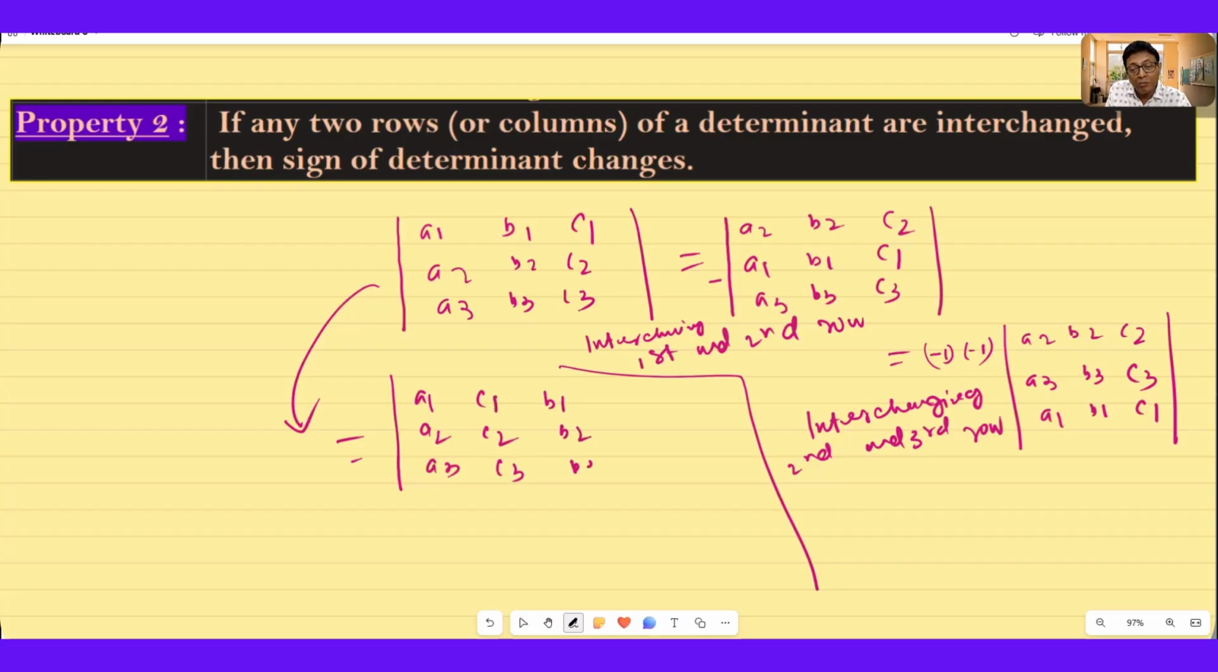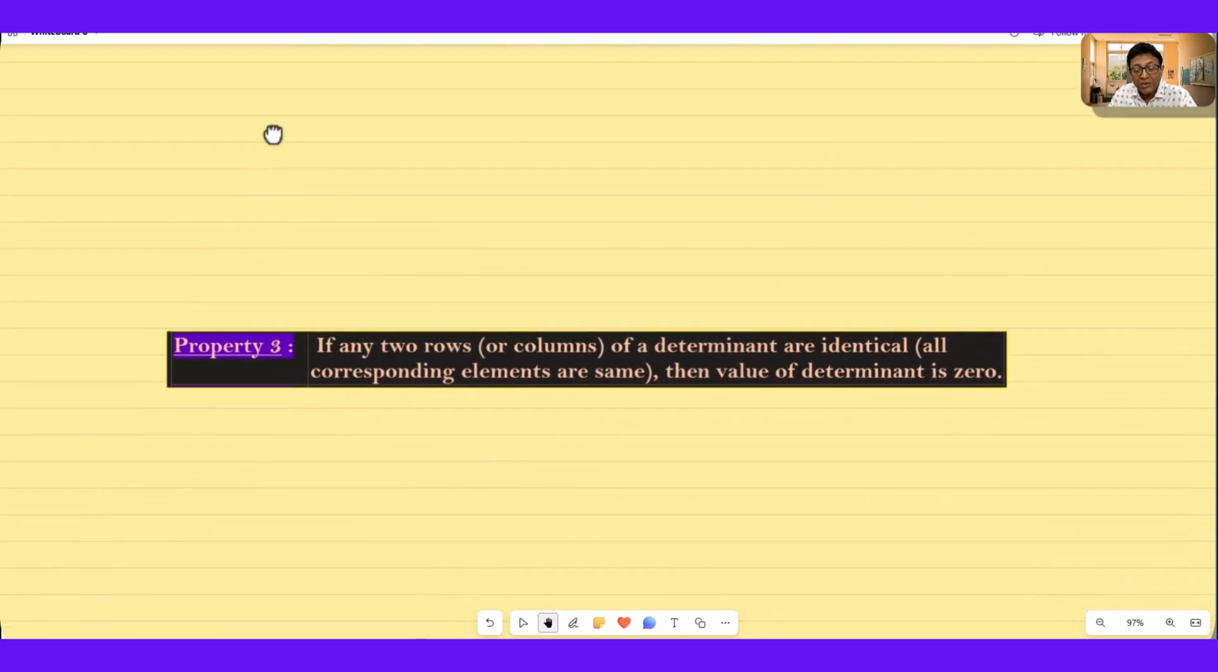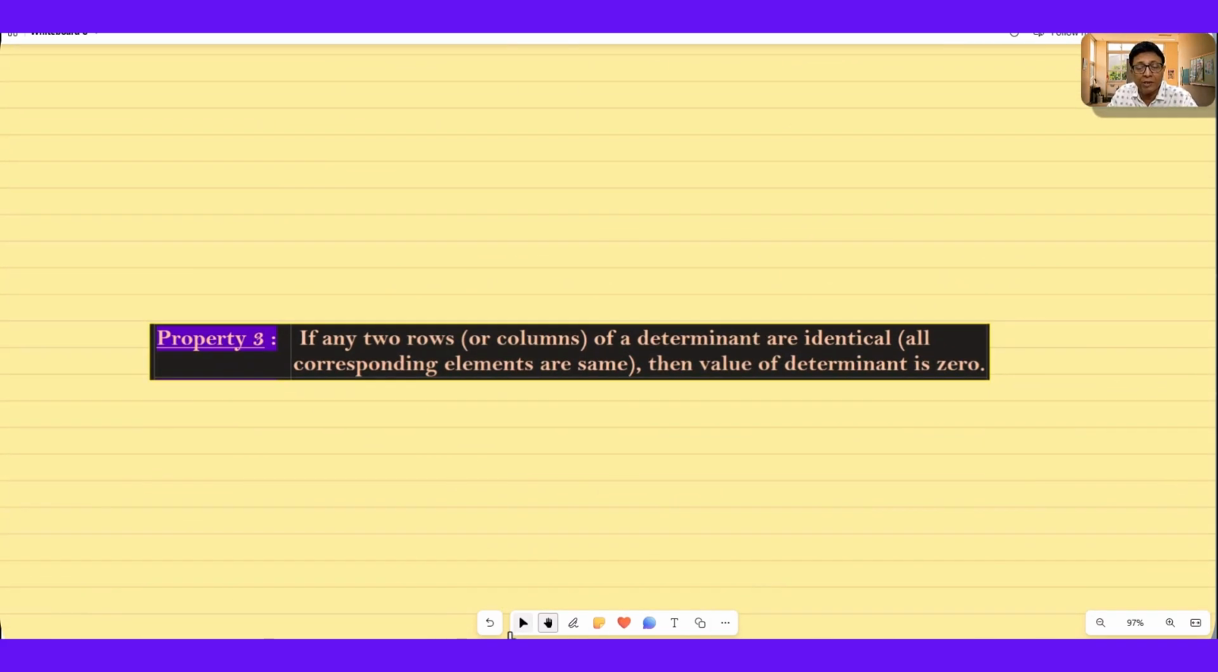B1, B2, B3. A negative sign will be there. If you interchange twice, then again there will be a negative sign, and it becomes plus over there. Okay. Now go for the third property.